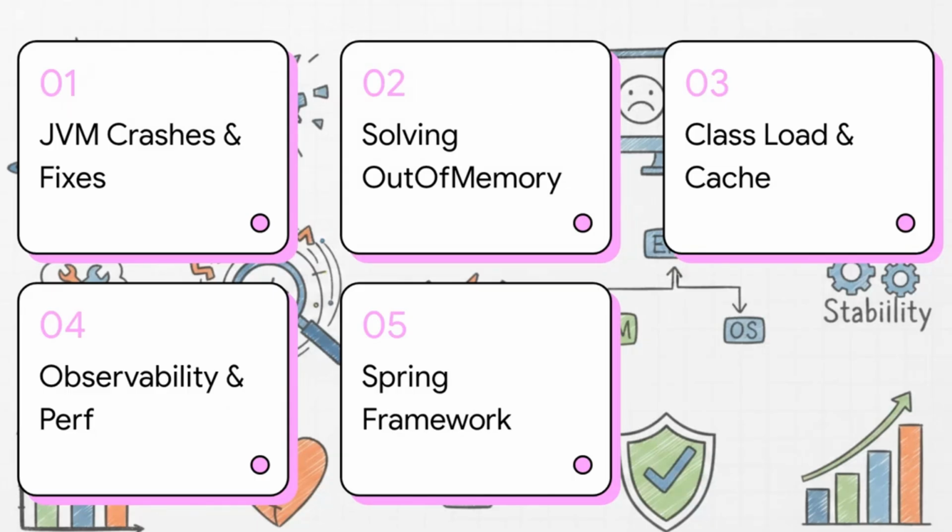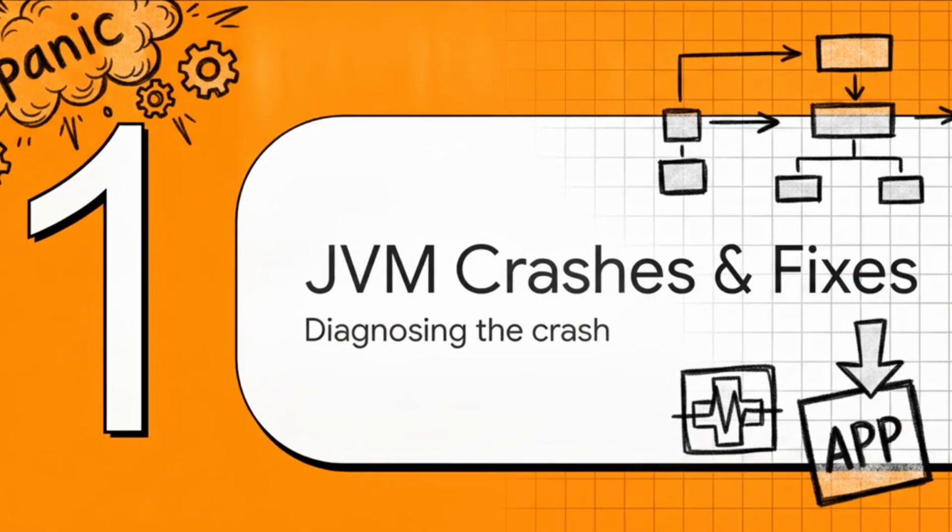So here's our roadmap for today. 1. JVM crashes and fixes. 2. Solving out of memory. 3. Class loading and caching. 4. Observability and performance. And finally, 5. The Spring Framework lifecycle. All right, let's jump straight into Section 1, JVM crashes and fixes.